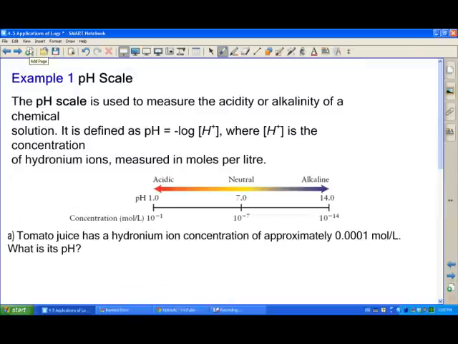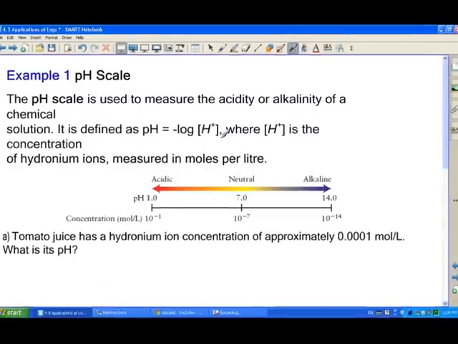If you've taken chemistry, you know this is how we measure the acidity or alkalinity of a chemical. The equation for pH is pH is equal to the negative log, the negative common log of H+, where H+ is the concentration of hydronium ions.